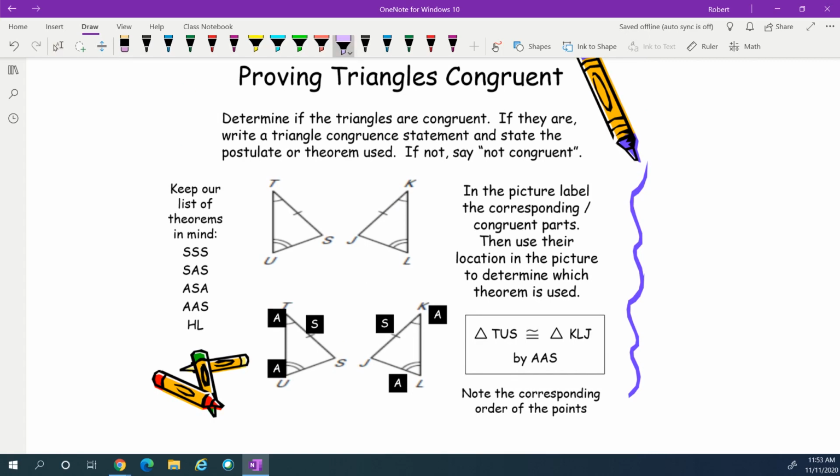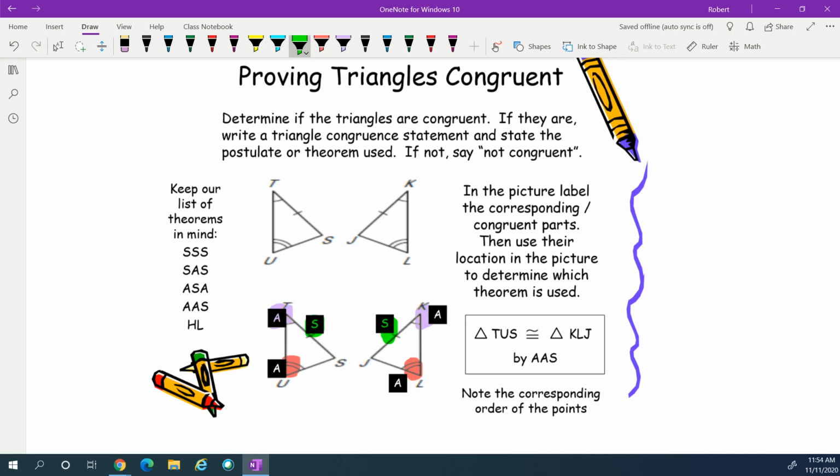Again, comparing our given picture to the way I would label it. An angle marked 1 and an angle marked 1. An angle with two arcs, an angle with two arcs. A side marked 1 and a side marked 1. So I have two angles and a side. Now, it's not the side between them. It's a different side. I have to make sure that these are the corresponding sides.